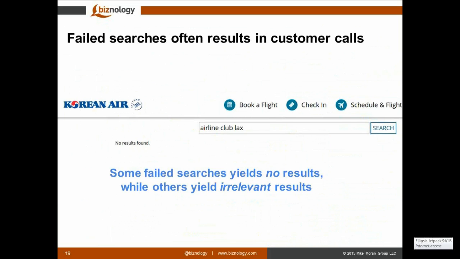So let's look at an expense case, right? We just looked at a revenue case. So here's one where Korean Air, do they have an airline club in LAX? And the answer is no results. Now, what might happen next? Well, they might call Korean Air on the phone and say, you know, do you have an airline club here?